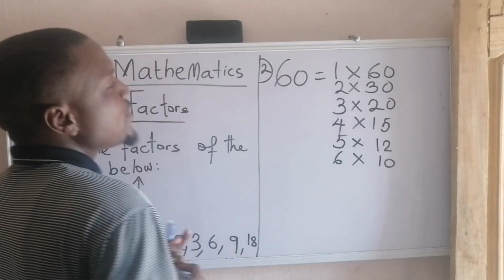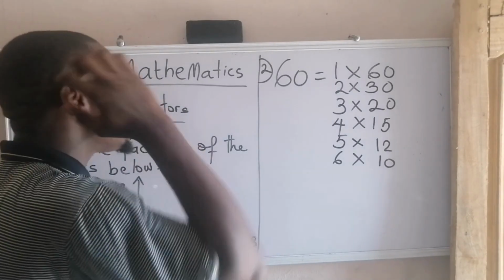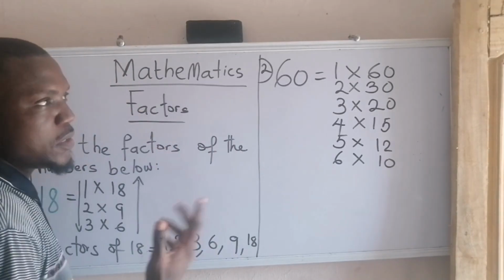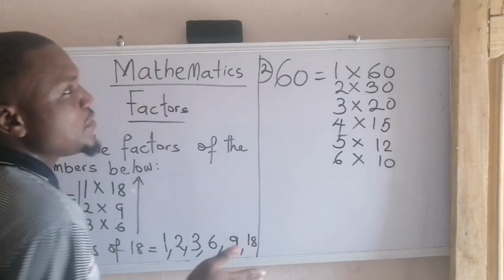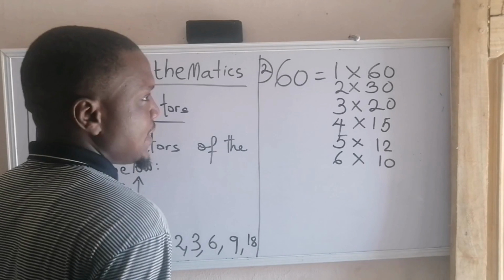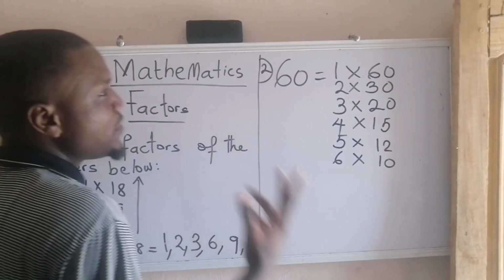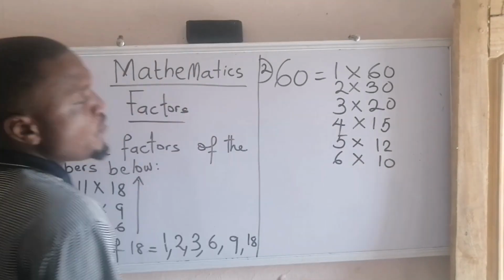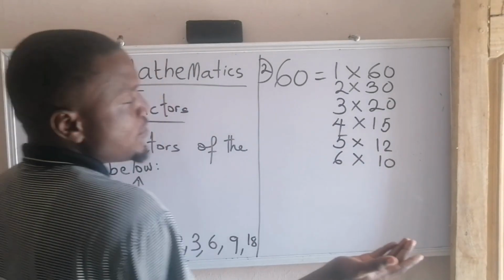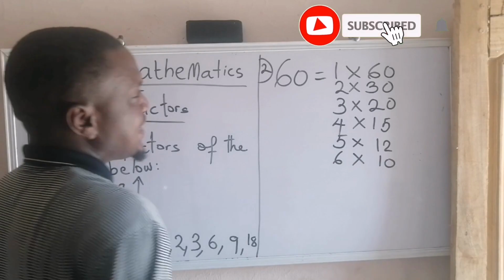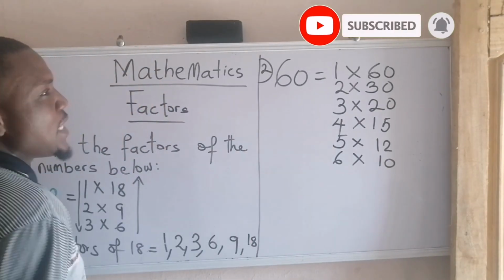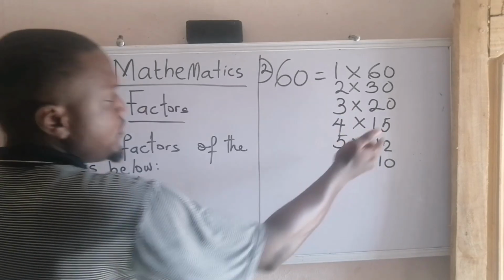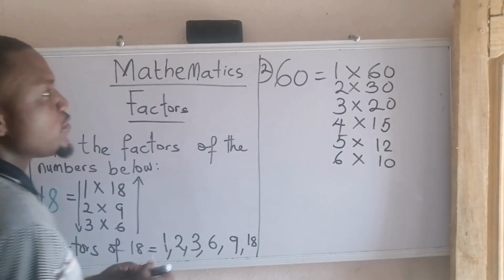Can 7 times something give you 60? Remember that 7 times 9 is 63, so 7 can go. Can 8 times something give you 60? No. 8 times 7 is 56. So can 9 times something give you 60? No. 10 times 6 we have covered, and 11 times 5 is 55, 11 times 6 is 66, so 11 times something cannot give you 60. We have covered 12. We have covered 15. So these are the factors of 60.